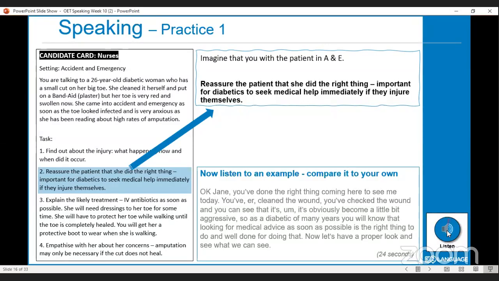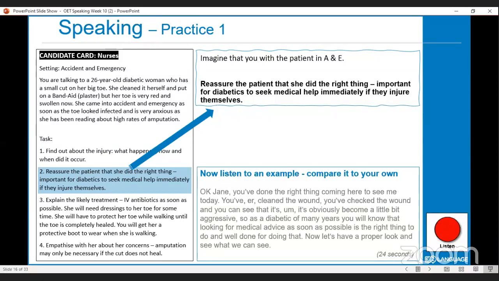Now, okay, Jane, you've done the right thing coming here to see me today. You've cleaned the wound, you've checked the wound, and you can see that it's obviously become a little bit aggressive. So as a diabetic of many years, you'll know that looking for medical advice as soon as possible is the right thing to do, and well done for doing that. Now, let's have a proper look and see what we can see.